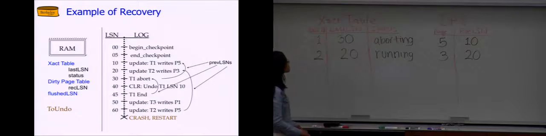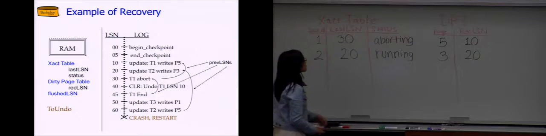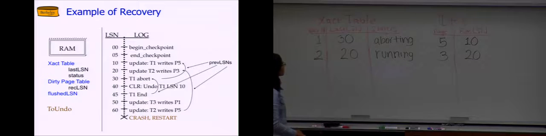All right. So we're going to start undoing things. And in order to undo things, we first have to write a compensation log record because it's write-ahead logging. Before we undo, we generate a log record for the undo. Okay, so this log record 40 is transaction 1. It's undoing the behavior of the prev LSN, which is 10. So it's undoing a write on P5. It's essentially modifying P5.